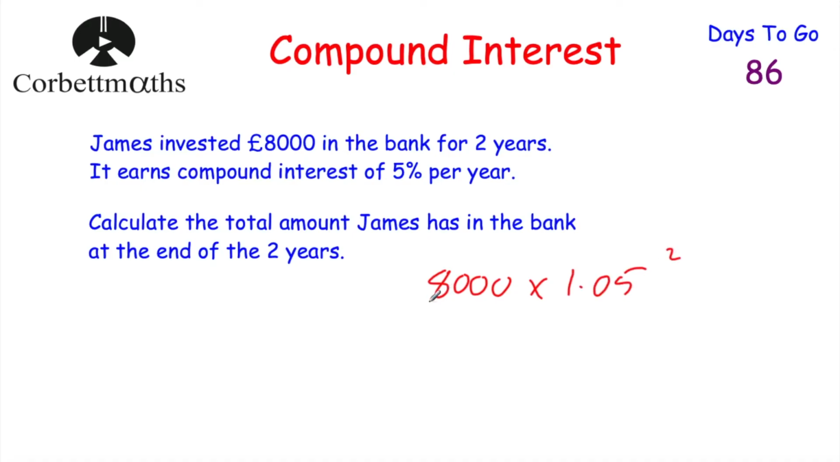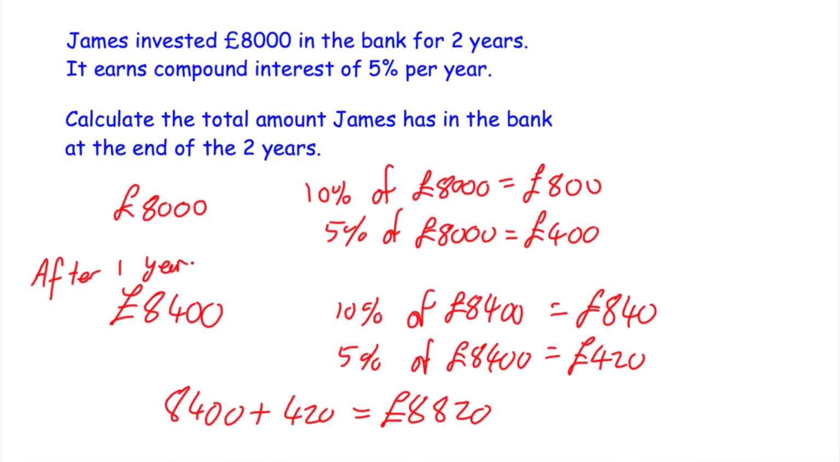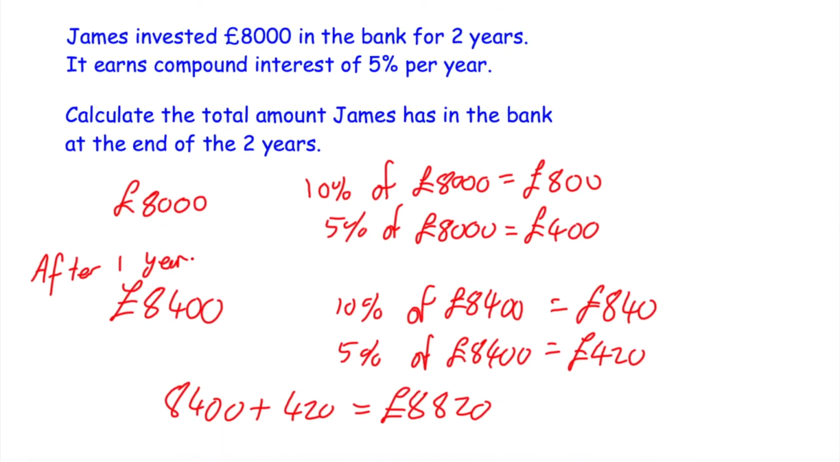So we could take 8,000 and multiply it by 1.05 and then square that on our calculator, and that's equal to £8,820. And that's the same as what we got when we did it before. That was equal to £8,820. But it's a bit quicker and easier.